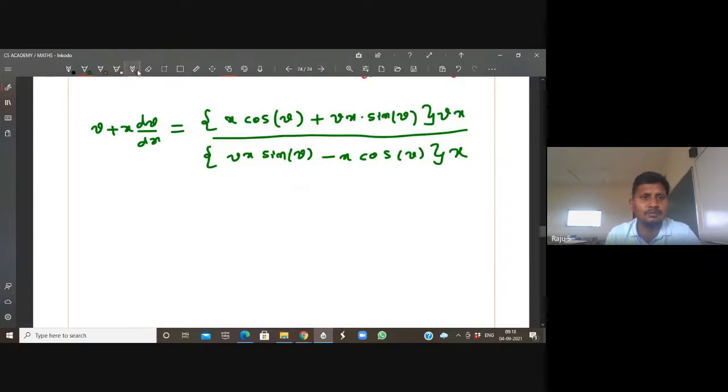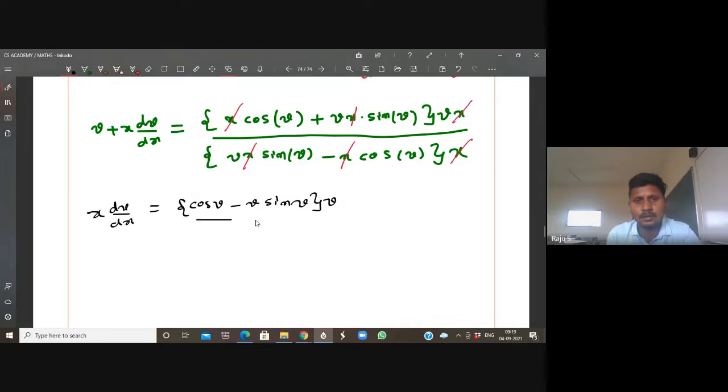Now here, shall I cancel x and x, students? What is common here? x is common. Take x common in the numerator and x common in the denominator, and it gets cancelled. Then the remaining is x dv/dx equals the right side remaining value, (cos v − v sin v) into v divided by (v sin v − cos v). It is an easy question, students. It's not at all difficult.